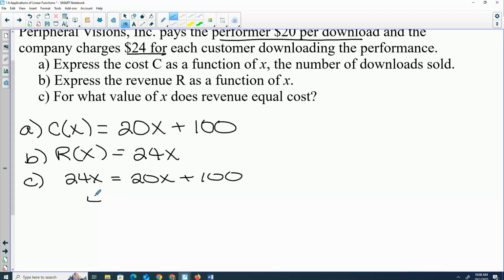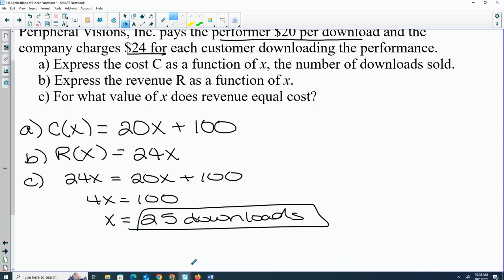If I subtract over my 20X, divide by 4, we get 25. So 25 downloads is when we would break even. Okay, if there are more downloads than that, we're going to make money. If there's less downloads than that, we would lose money.